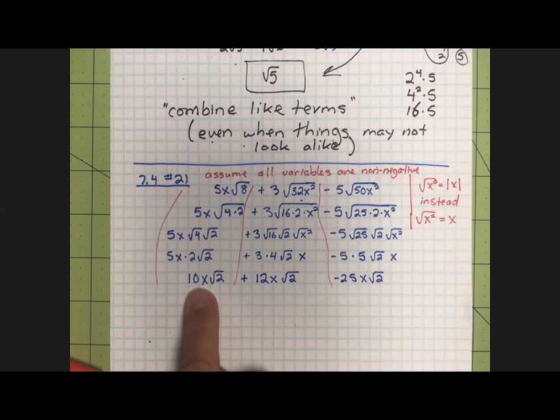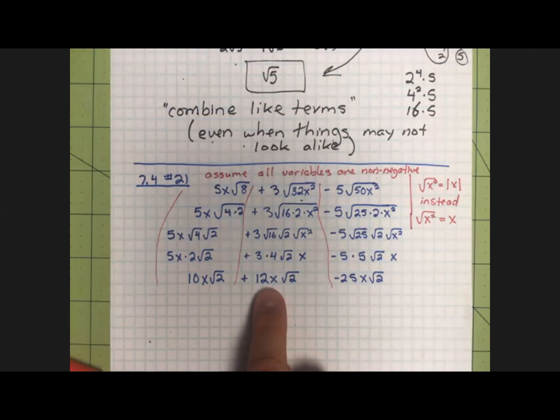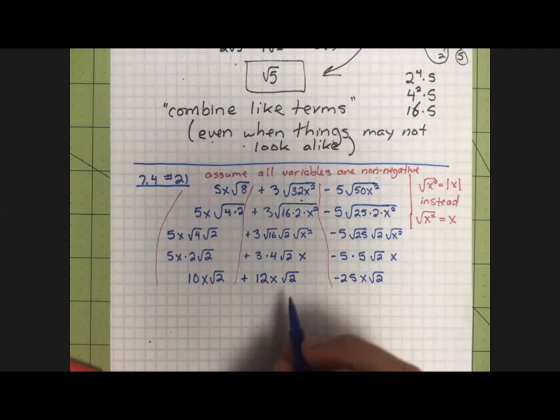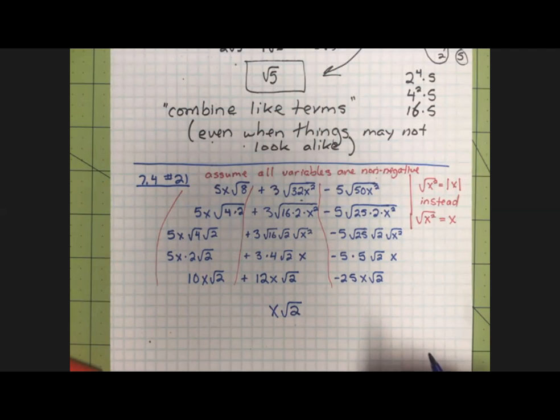Now I do have 3 common terms. I have 10 of these x root 2's, 12 of the x root 2's, and then I'm going to take away 25 of the x root 2's. So in this problem, there's only one animal, and it's called x root 2. And the question is, how many do you have?